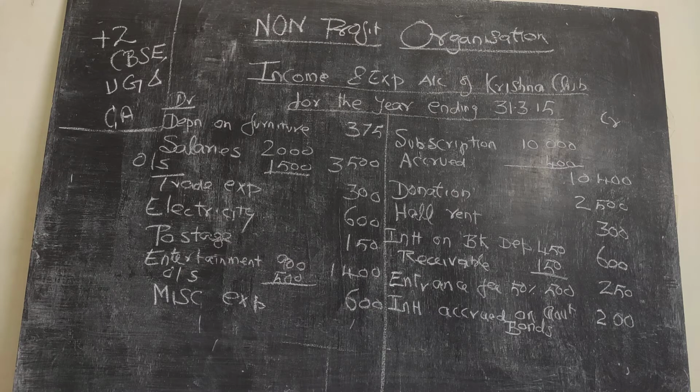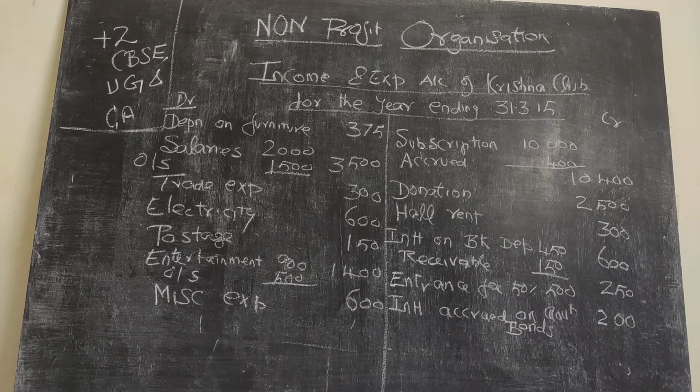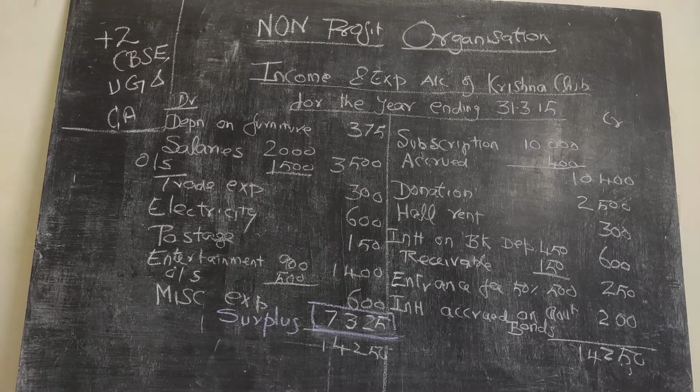Now we can go for the balancing and finding out surplus or deficit. Let us find out. So the total on the credit side is 14,250. On putting 14,250, we are finding there is a surplus of 7,325.